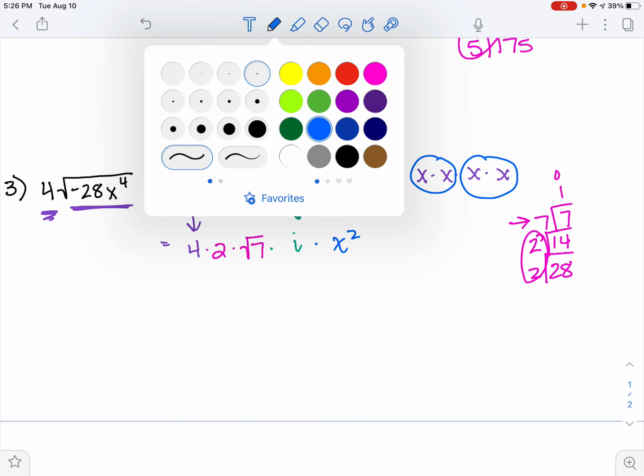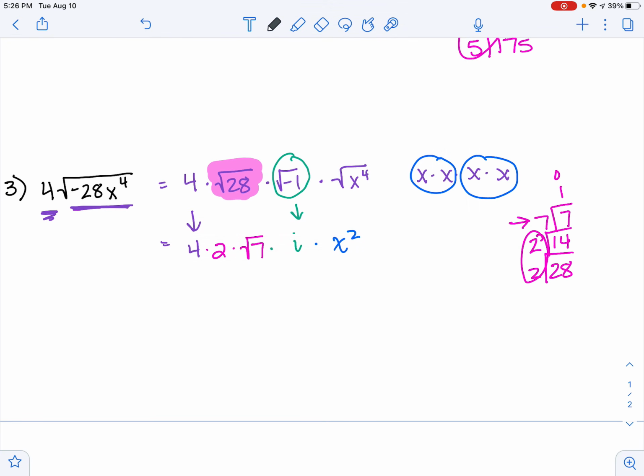So let's multiply all of our coefficients together. 4 times 2 times i times x squared is 8i x squared. And then we're going to bring down the square root of 7. 8i x squared square root of 7 is our answer.